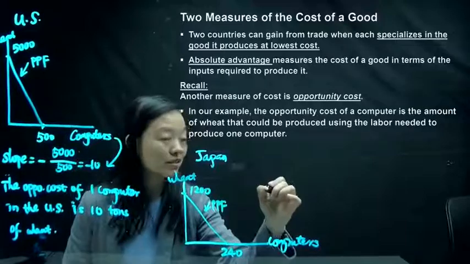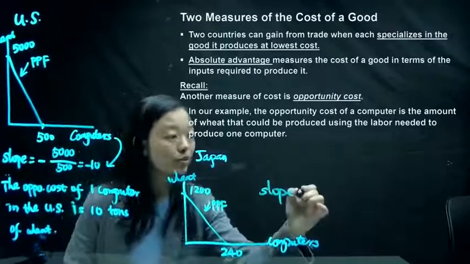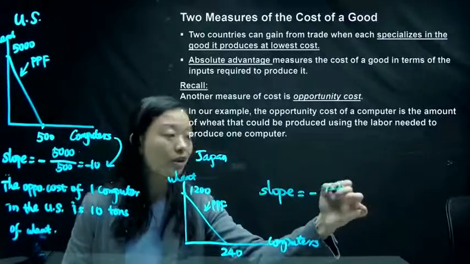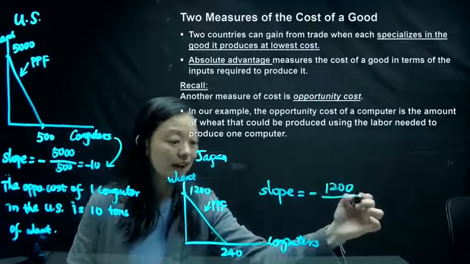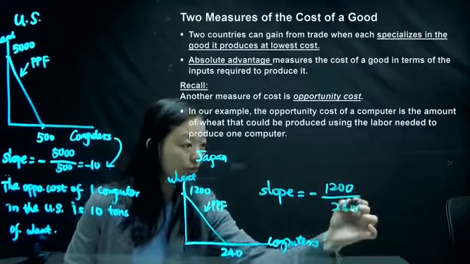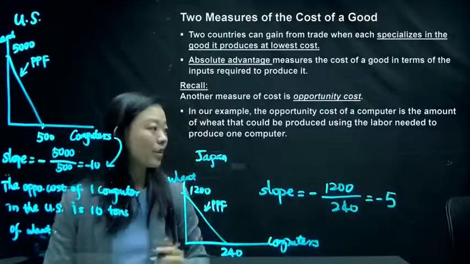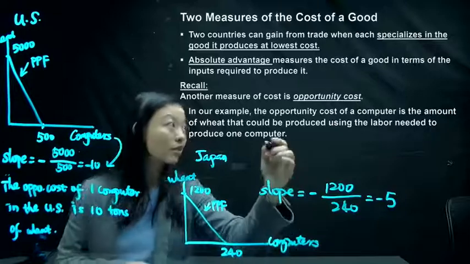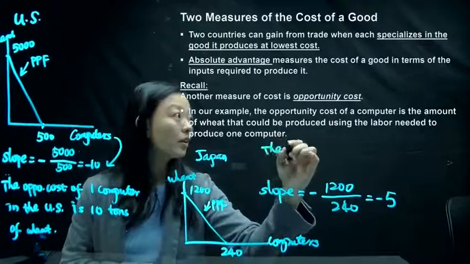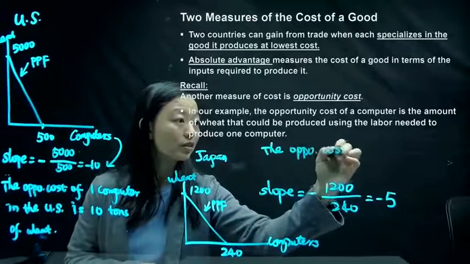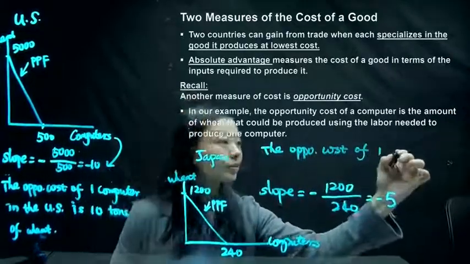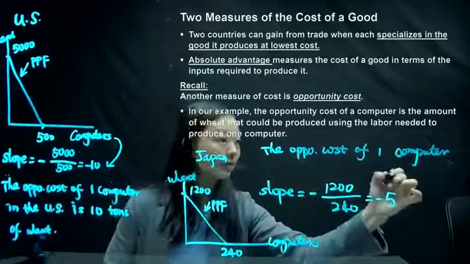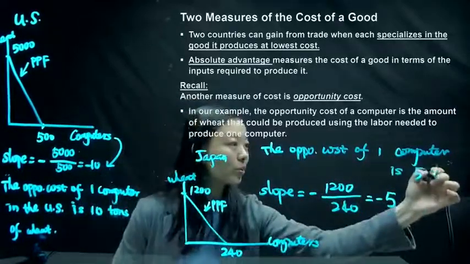And you can also get a slope, right? So the slope here will equal negative, still downward sloping, put a negative sign. Rise over run. So 1,200 tons of weight divided by 240 computers will equal -5. So what does this -5 mean? This -5 means the opportunity cost. The opportunity cost of one computer in Japan is 5 tons of weight.